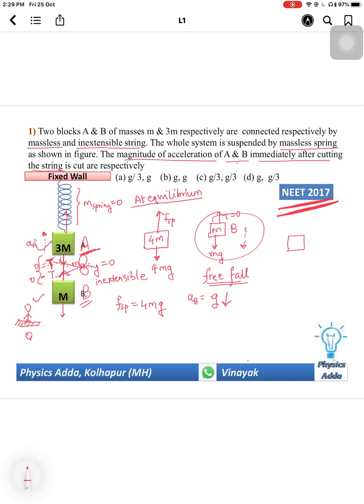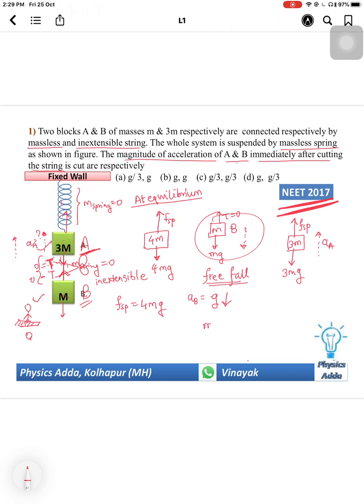I need to find this acceleration. That is the question. So if the mass is 3m, then the force due to gravity will be 3mg acting downwards, and the spring force will be acting upwards, right? And since the relative motion will be in the upward direction, like this, with acceleration a.